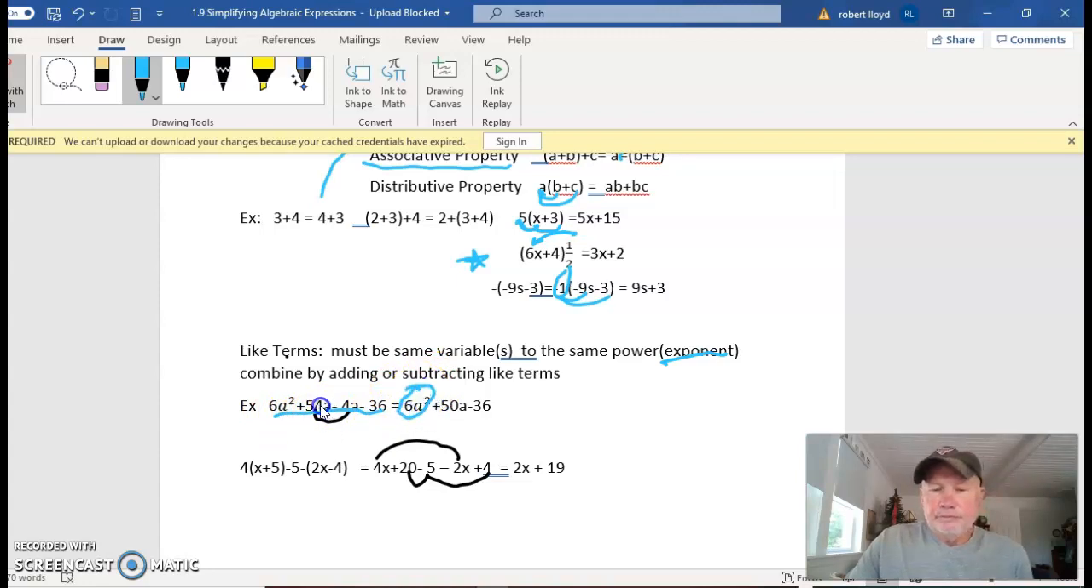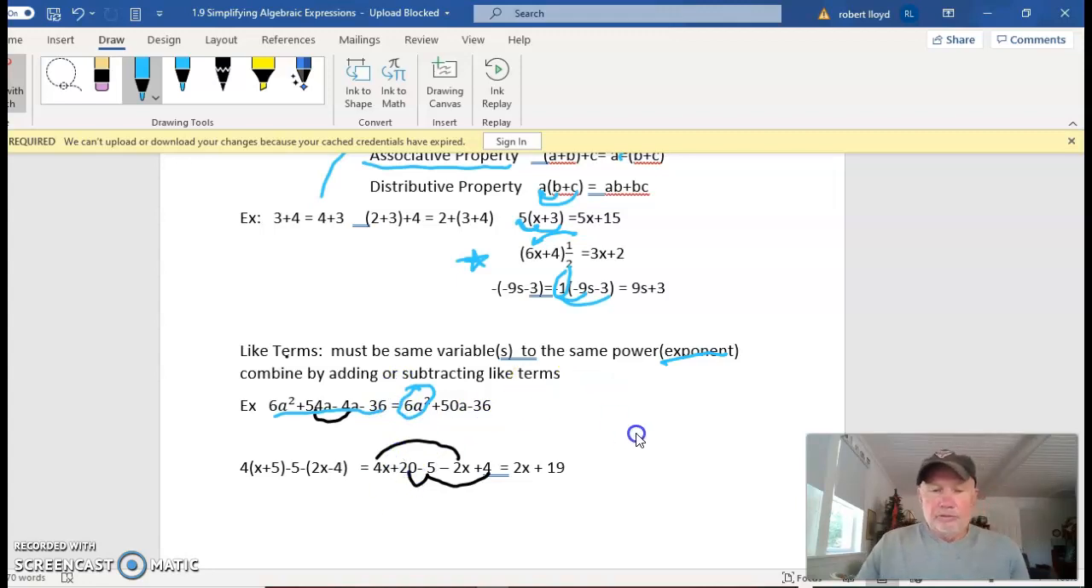We have 54a and a minus 4a. They combine to be the 50a. And then our negative 36, there are no other constants or numbers, so we cannot do anything with the negative 36.